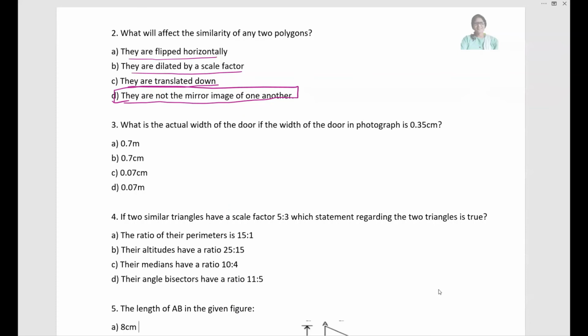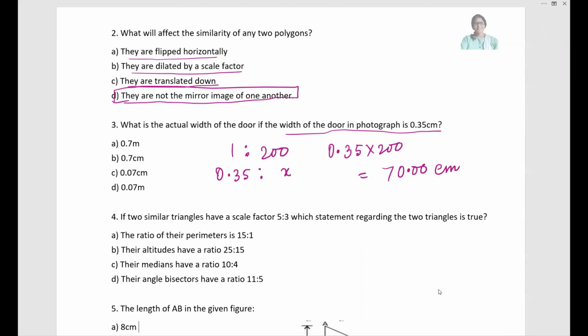Question number 3. What is the actual width of the door? If the width of the door in a photograph is 0.35 centimeter, and it is 1:200 ratio. Now the photograph is 0.35. What will be the actual size? Same. What will we do? 0.35 multiplies 200. So it will be 70 centimeter. 70 centimeter is not there in options. 0.7 centimeter, 0.07 centimeter, 0.07 meter. So you convert this into meter, how much are you getting? You are getting 0.7 meter.